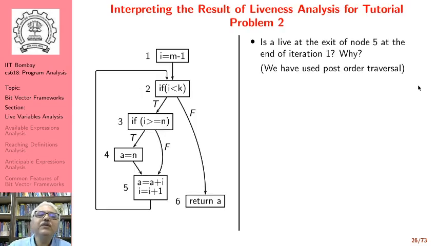So here is the same control flow graph on which I hope by now you have performed the live variables analysis and have got the data flow values as in the previous table. In this case, we want to interpret the result. We want to understand the result of live variables analysis and the process of live variables analysis. So here are some questions.